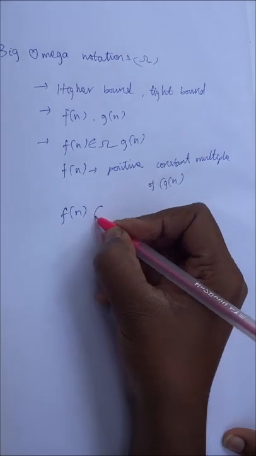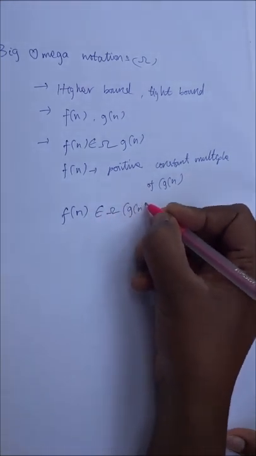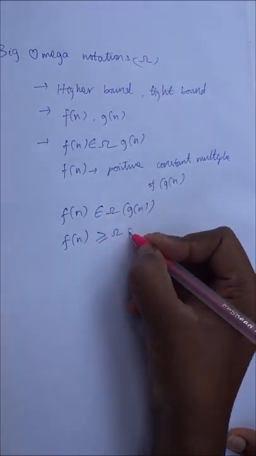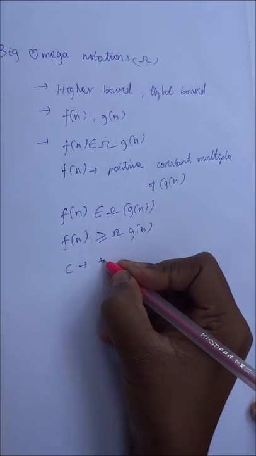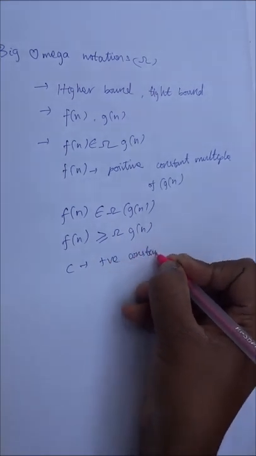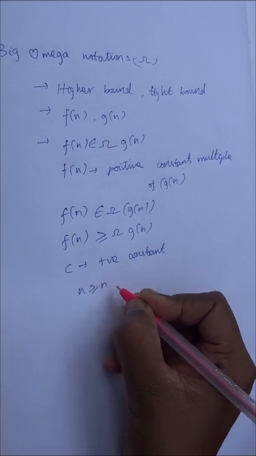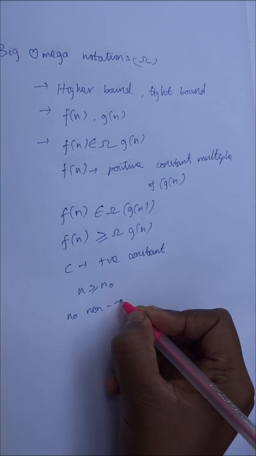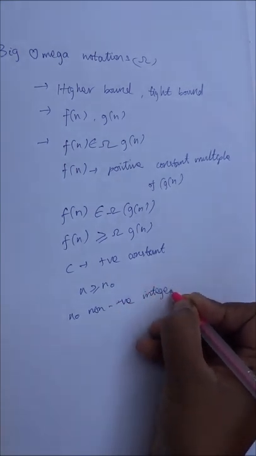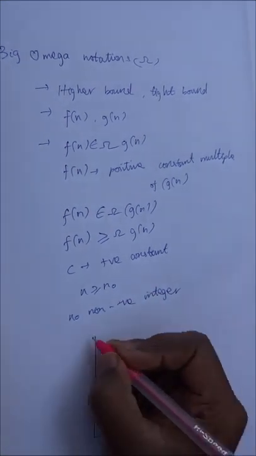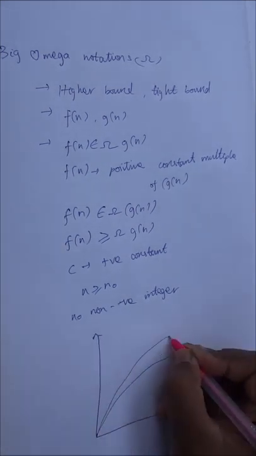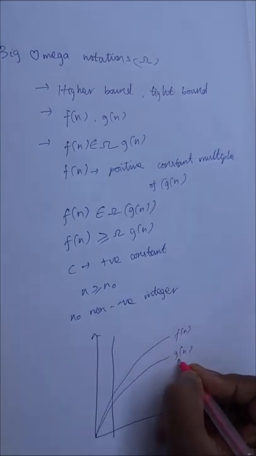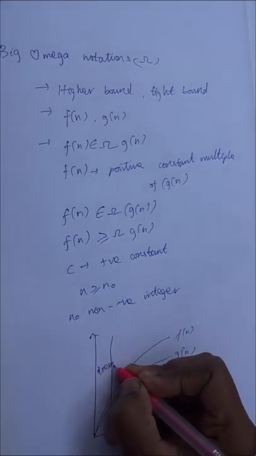We can express it as f of n belongs to big omega of g of n. Thus f of n is greater than or equal to c into g of n, where c is a positive constant and n is greater than or equal to n naught, where n naught is a non-negative integer. The graph can be given by this: here f of n is above g of n and this is the doesn't-matter region.